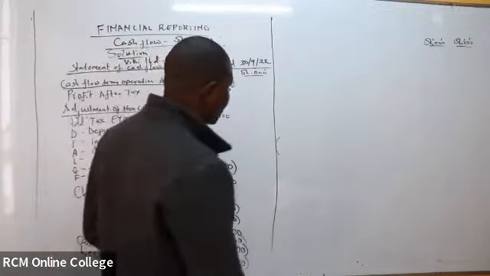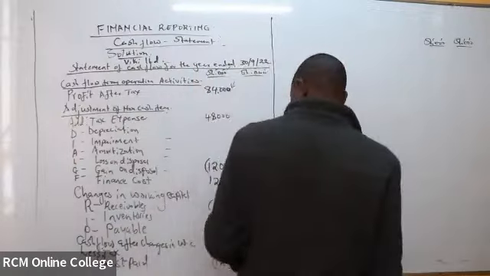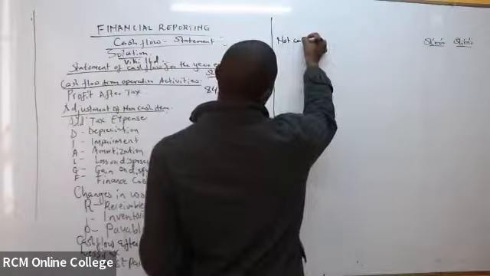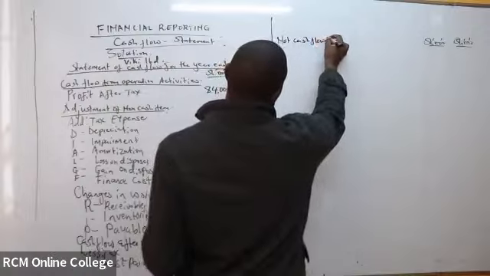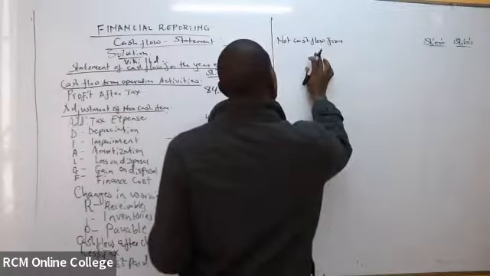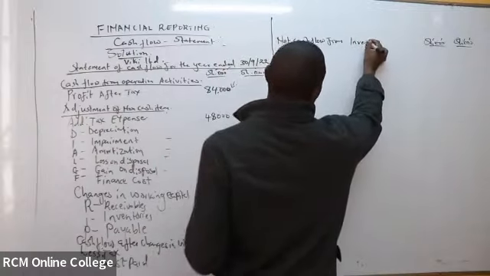It will be an outflow of 12,000. Now we have net cash flow from investing activities.